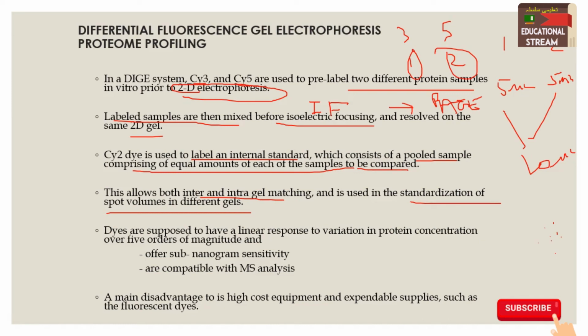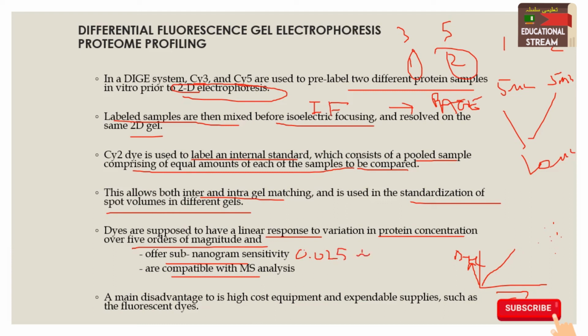Dyes are supposed to have a linear response to variation in the protein concentration over 5 orders of magnitude, and they offer sub-nanogram sensitivity, as well as being compatible with mass spectrometry analysis. So the more dye is binding with the protein's labeling, the more it has a linear relation with the protein concentration. If we take this as the protein concentration and this as the dye labeling, more dye bound means there is more protein, and as we have seen, it has the sensitivity of 0.025 nanogram.